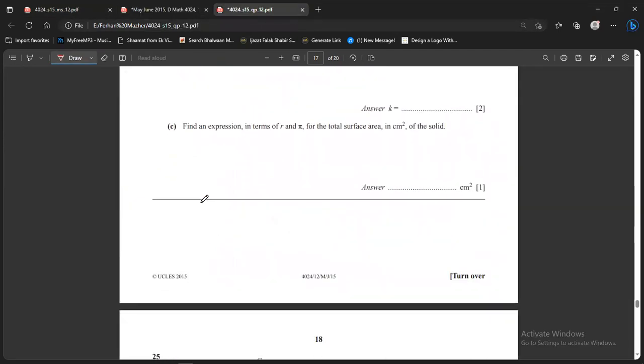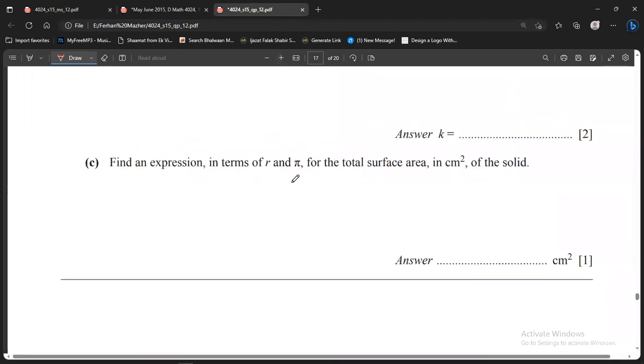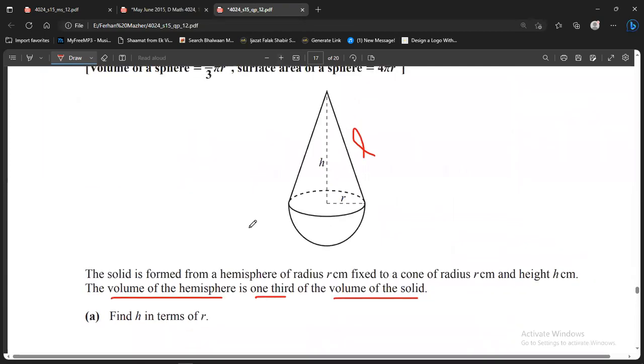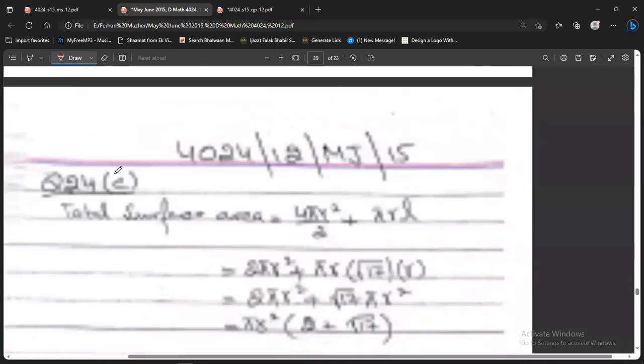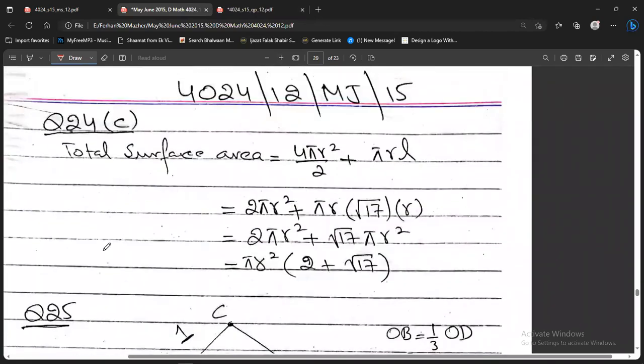Okay, then we have, he says, find an expression in terms of r and pi for the total surface area in centimeter squares of the solid. So we have to find out the total surface area. The total surface area here will be the walls of the cone, curved surface of the cone, that is pi RL, and the curved surface of the hemisphere, that is 4 pi r square divided by 2.